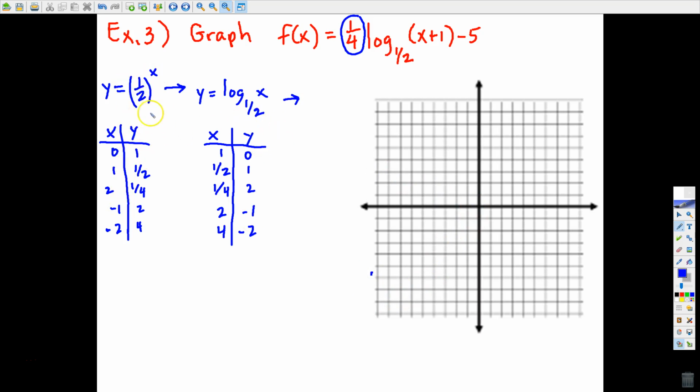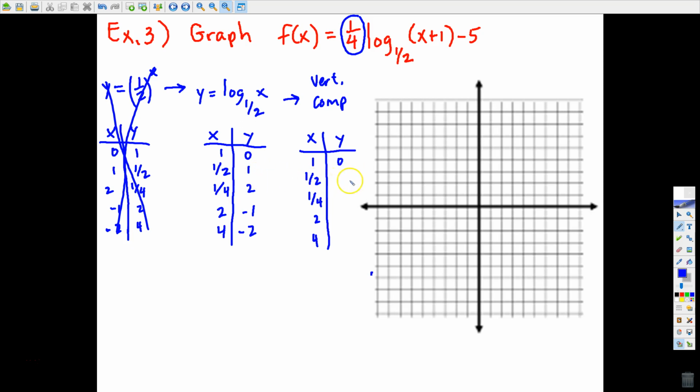I'm really done with this first table, this growth table, so I'll just mark it out. We don't need to look at that anymore. So let's take care of the vertical compression. All right, we'll just label that table. And that means 1/4 times each y coordinate. So I'm just going to write these x's down. Nothing's happening to them yet. But I'm going to multiply 1/4 times 0, 1 times 1/4, 2 times 1/4, -1 times 1/4, -2 times 1/4.